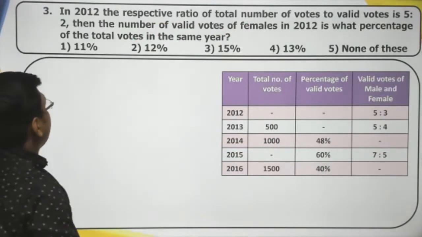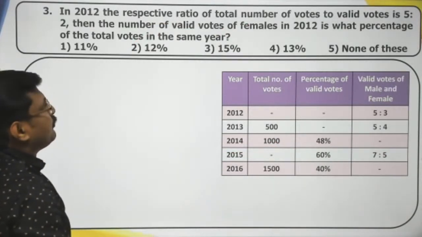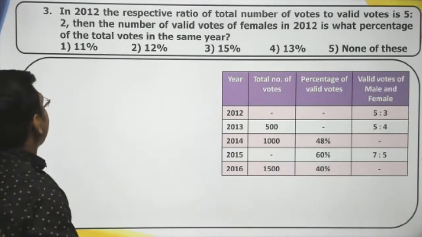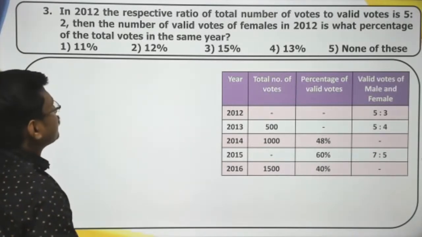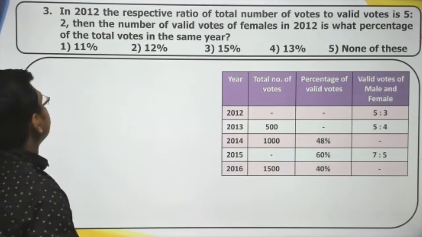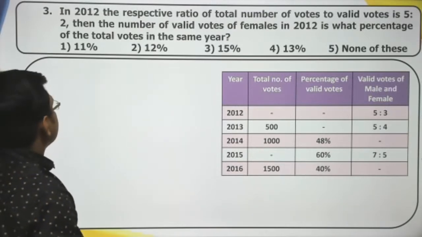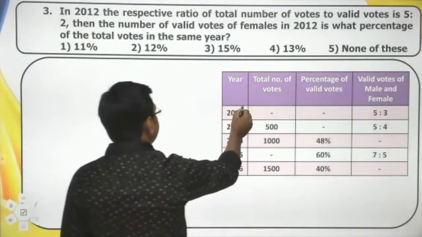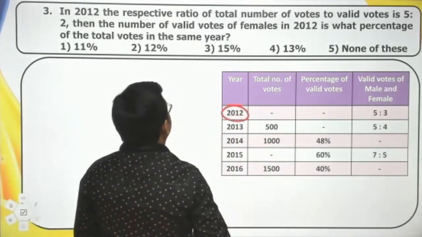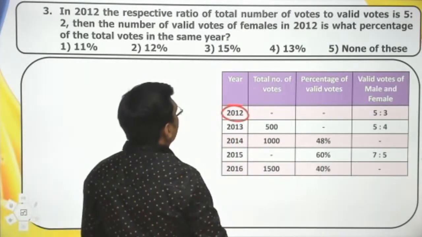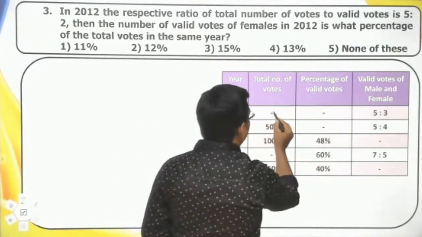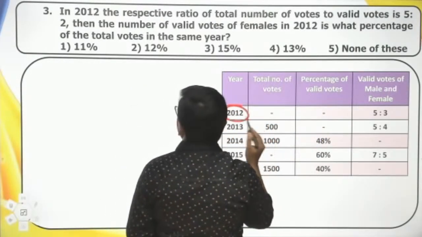In 2012, the respective ratio of the total number of votes to the valid vote is 5:2. Then the number of valid votes of females in 2012 is what % of the total votes in the same year? So in 2012, the ratio of total number of votes to valid vote is clearly given as 5:2.